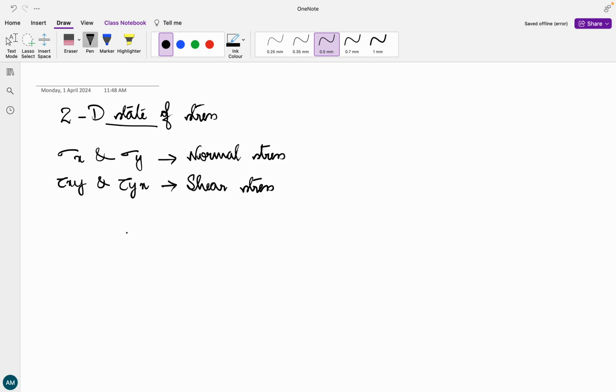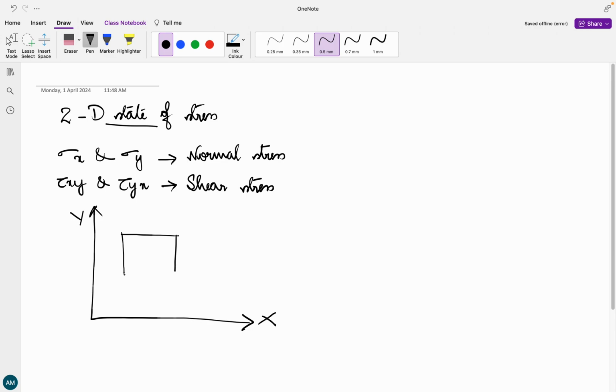Okay, let us put it into a coordinate axis diagram. This is x-axis. This is going to be the y-axis. Let us consider this to be the body. Let us consider a point P on this body. Now, for this plane, the normal stress is sigma y. Similarly, the bottom, it's going to be in the negative direction, sigma y. And then here we have sigma x. Similarly, a negative sigma x.